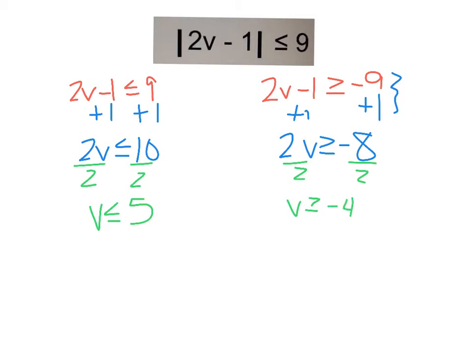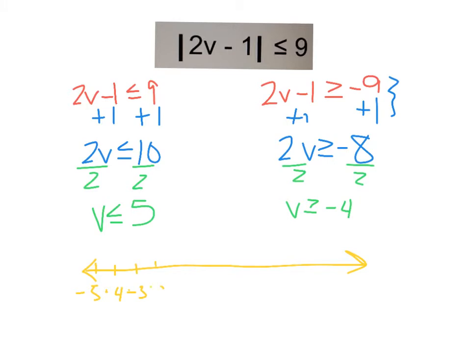Smallest here is negative 4, so we start at negative 5. Biggest is 5, so we go up to 6. So negative 5, negative 4, negative 3, negative 2, negative 1, 0, 1, 2, 3, 4, 5, and 6.